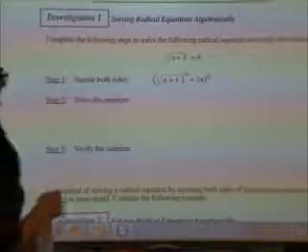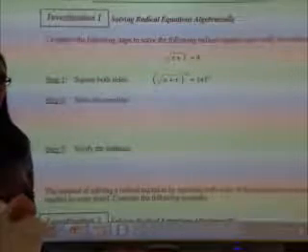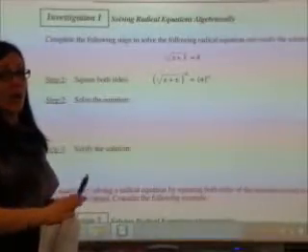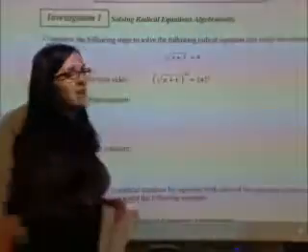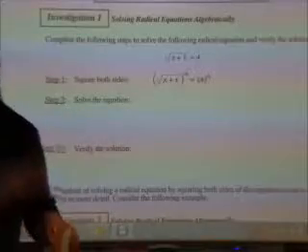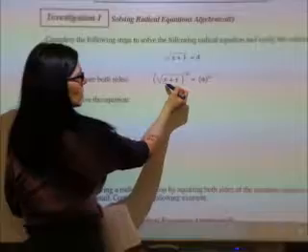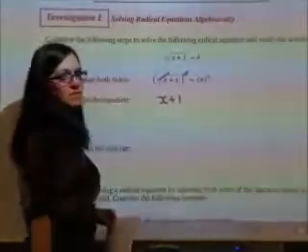So in solving radical equations algebraically, the key is to get rid of the radical. So the inverse operation for square rooting is to square. So as long as I do the same thing to both sides of the equation, I'm okay. So if I square this side of the equation and I square that side of the equation, I have not changed the value of the equation, I've done the same thing. When I square the square root, they cancel each other out, and I'm left with x plus 1.